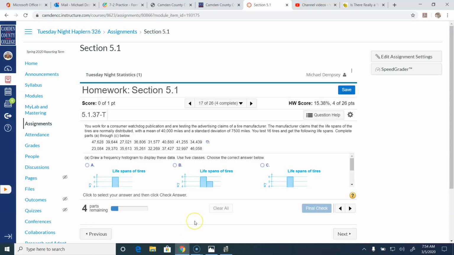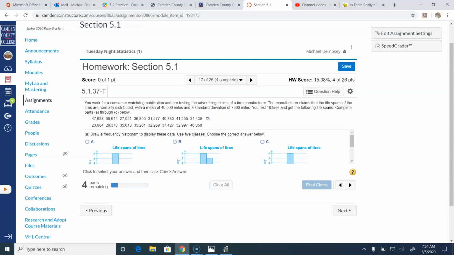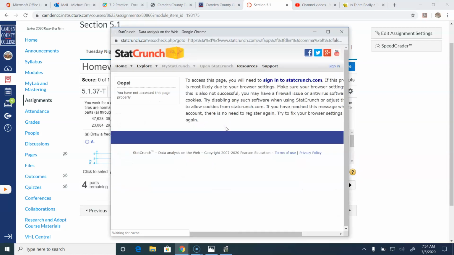We haven't looked at StatCrunch. Hopefully we'll look at it in class tonight, but it's built right into your MyStatLab, so it can be really handy. The way we would approach this problem, we would put all these numbers in our calculator and make a histogram that way. We could make the 5 classes, but there's a lot of heavy lifting involved if we want exactly 5 classes. What I'm going to suggest you do is try opening this data set in StatCrunch and see what happens.